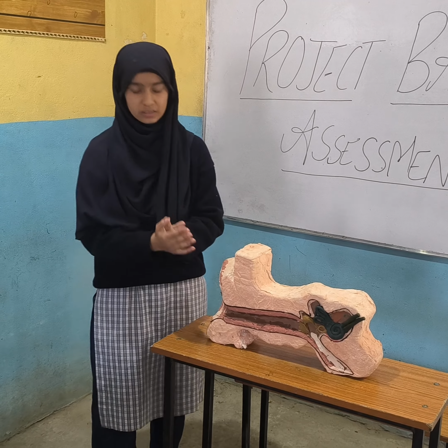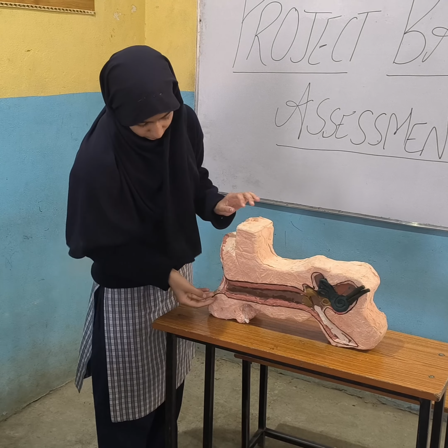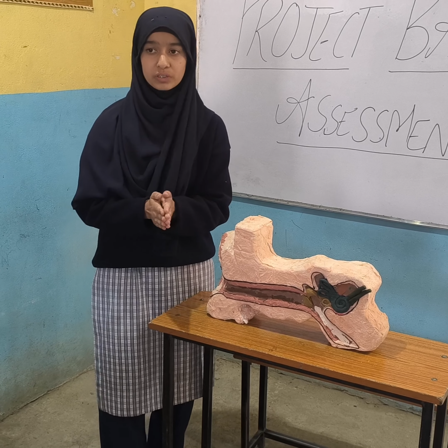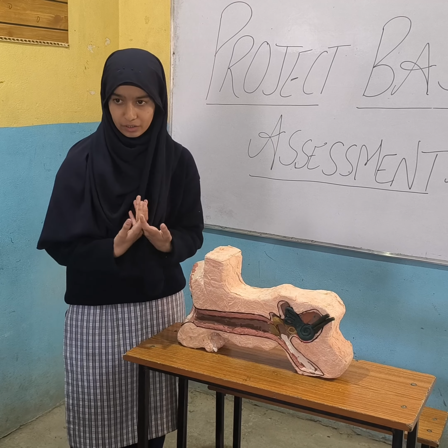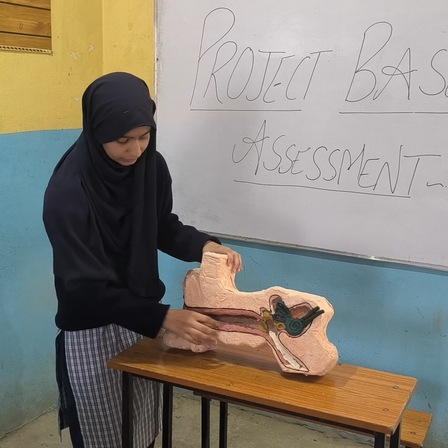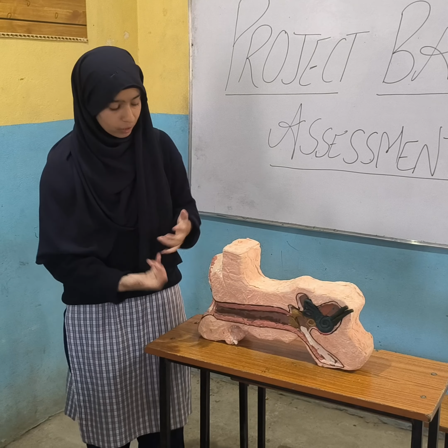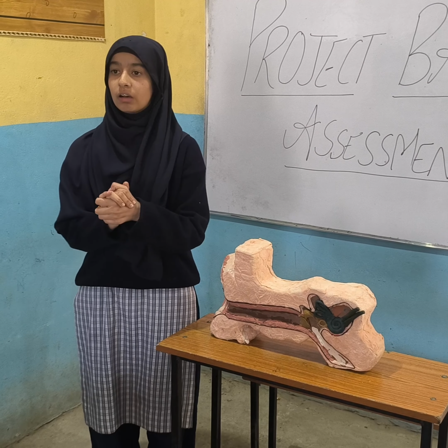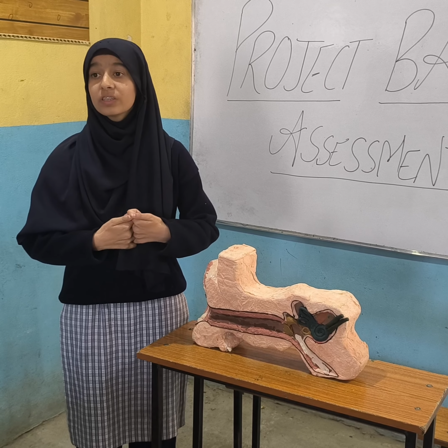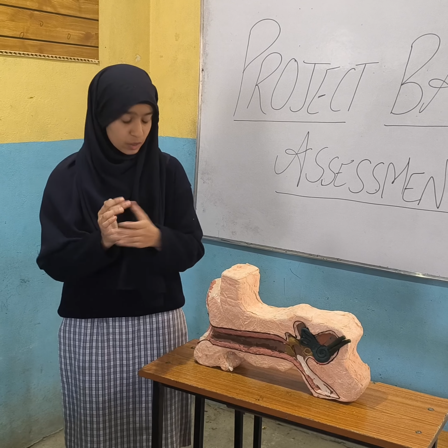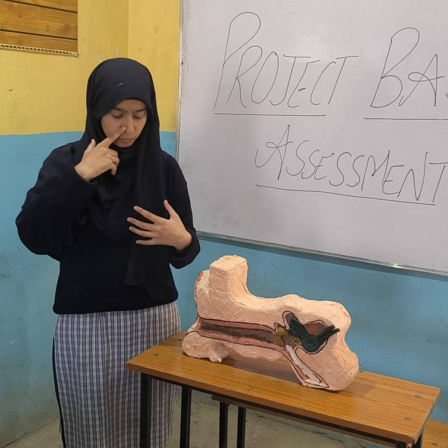So the pinna, that is the auricle, is a funnel-shaped organ which collects the sound waves. Then through the auditory canal, it moves and goes to the tympanic membrane, which is also called eardrum. The auditory canal has an exocrine gland called the ceruminous gland, which secretes cerumen, also called earwax, which protects the ear from dust entering inside our ear.